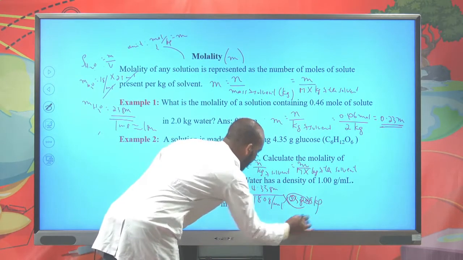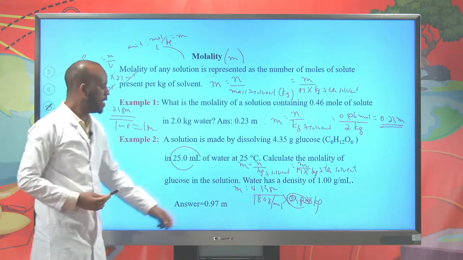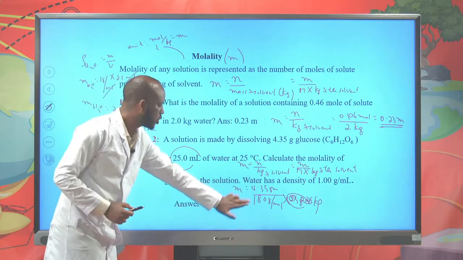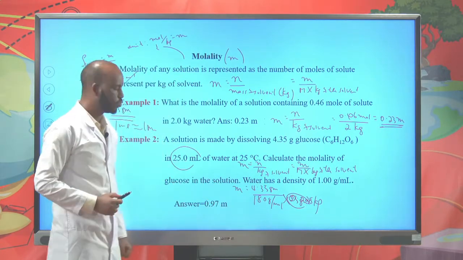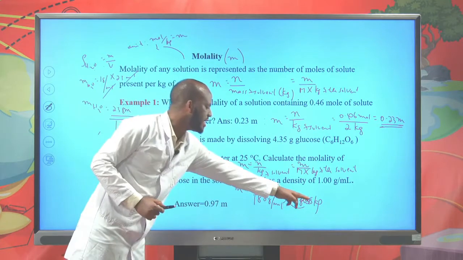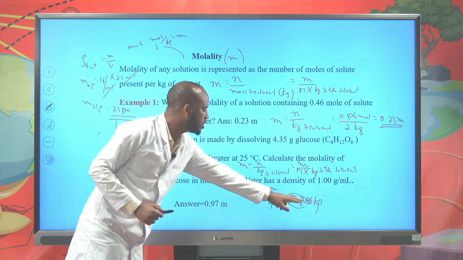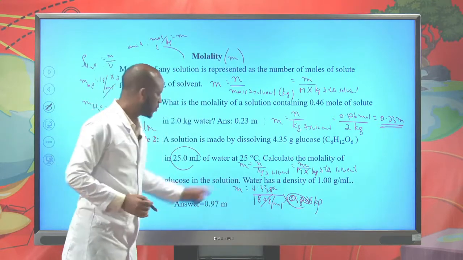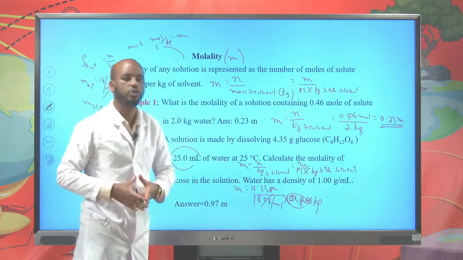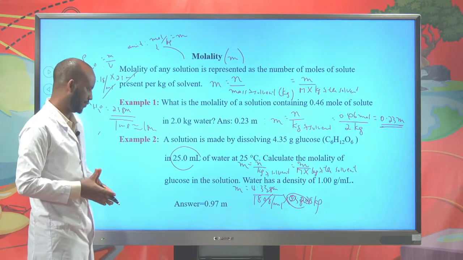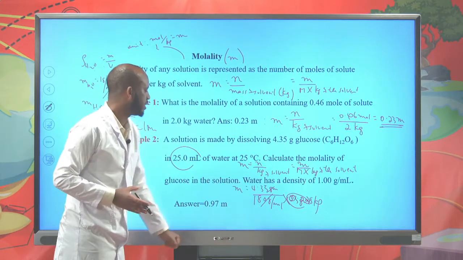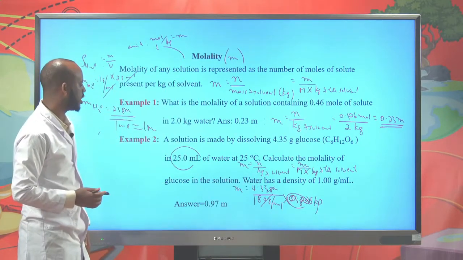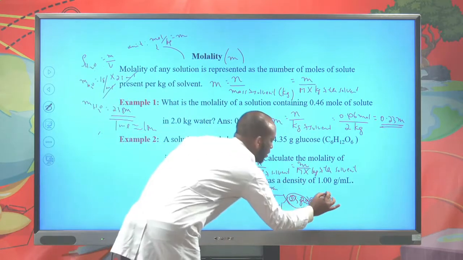Therefore, mass of water is 0.025 kilogram. Molality equals 4.35 gram divided by molar mass of the solute, 180 gram per mole, times mass of the solvent in kg, which is 0.025 kilogram. Gram will be cancelled by gram. We are left with mole per kg, which is the unit of molality. Now 4.35 divided by 180 times 0.025 is 0.97 molal.